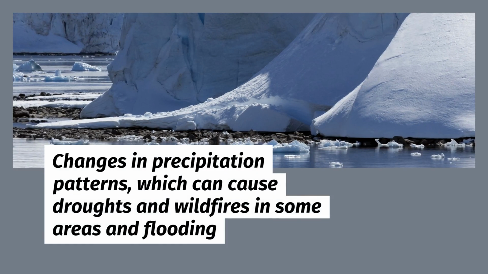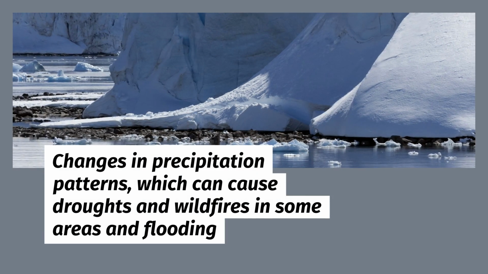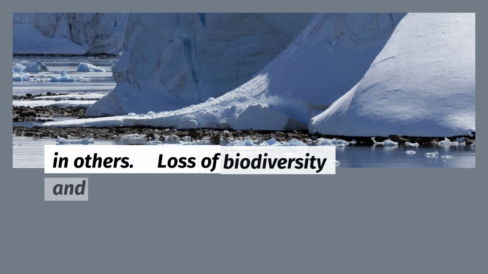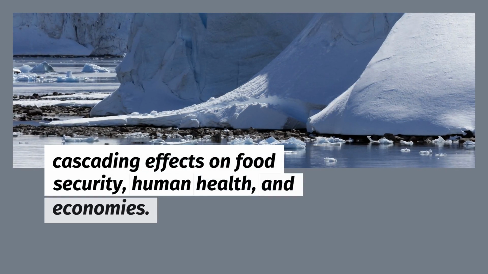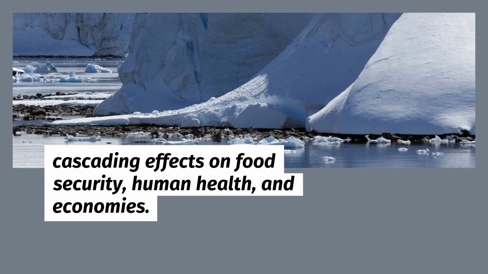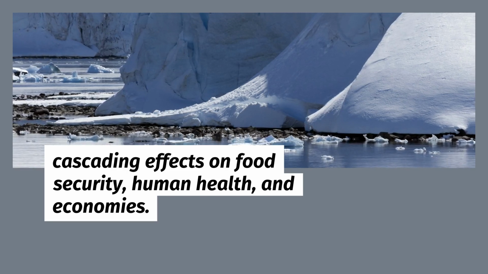Changes in precipitation patterns, which can cause droughts and wildfires in some areas and flooding in others. Loss of biodiversity and ecosystem services, which can have cascading effects on food security, human health, and economies.